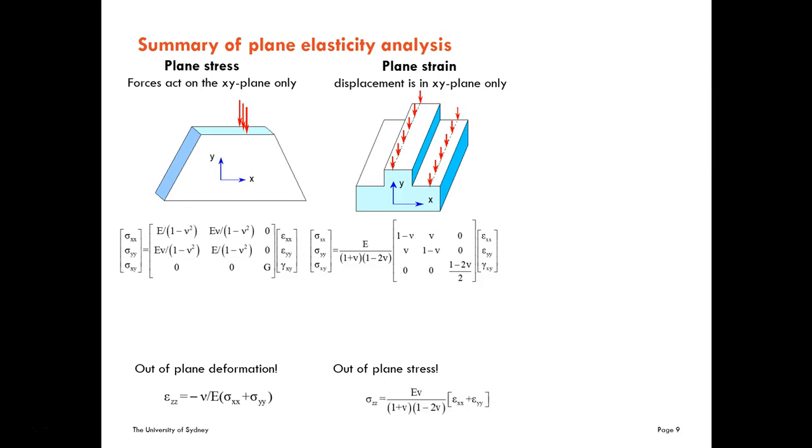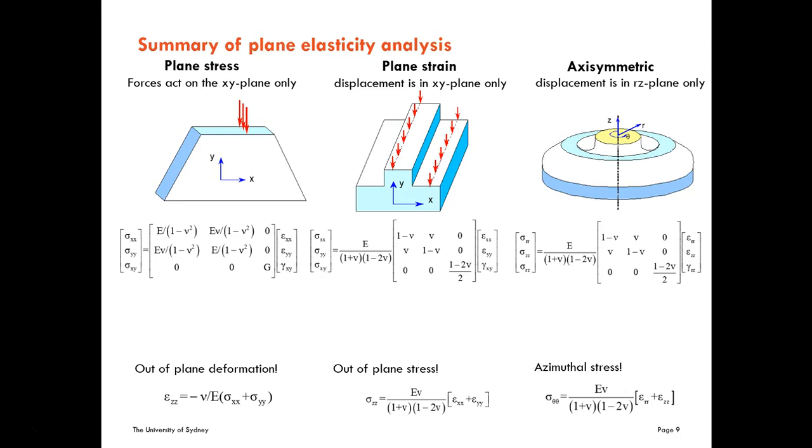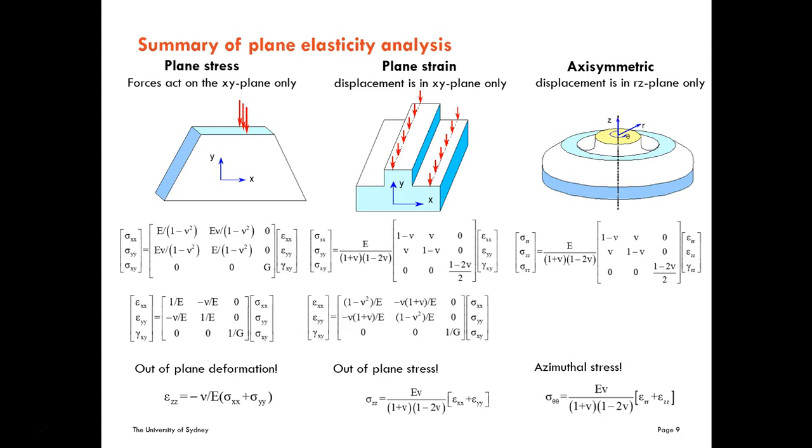Here I wrote this in a slightly different way. So this is the Lamé constant. And then we have the axisymmetric case, which means that the displacement is in the rz plane only. Then I have a stress-strain relation, and I have an azimuthal stress that is different from 0. And in all these 3 cases, I can invert this matrix to have this matrix in plane stress, this matrix in plane strain, and this matrix in axisymmetric analysis. And this is the end of plane elasticity analysis.